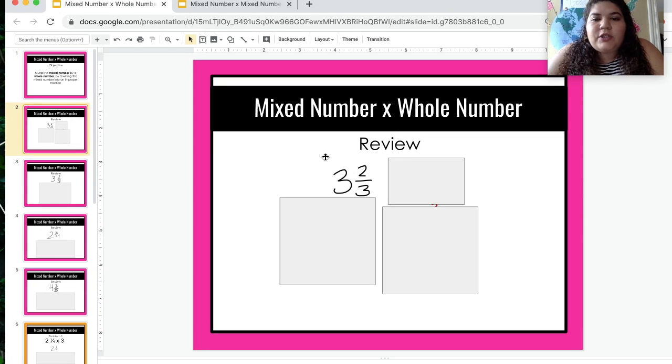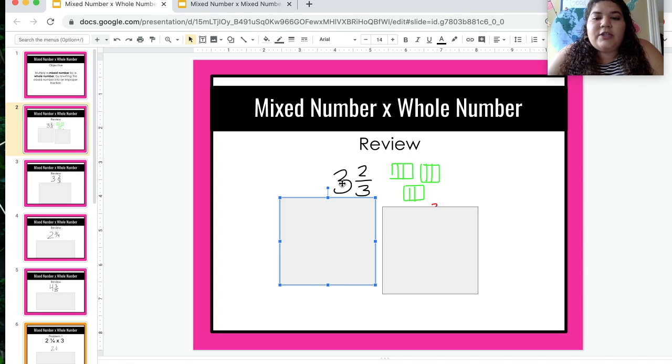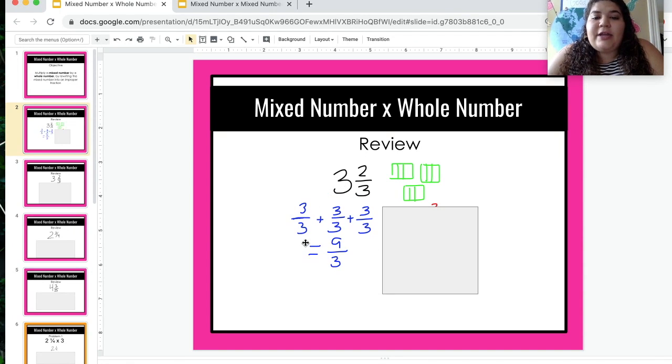I am going to focus just on the 3 here. So the 3 would look like this in thirds, right? There would be 3 area models that would have all thirds, which means there would be 9 of them. Another way to think of how to change 3 into thirds is if I added 3/3 plus 3/3 plus 3/3, right? The same thing that we're seeing here in this picture, which would give us 9/3, right?